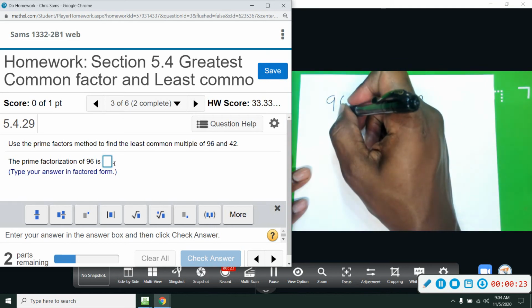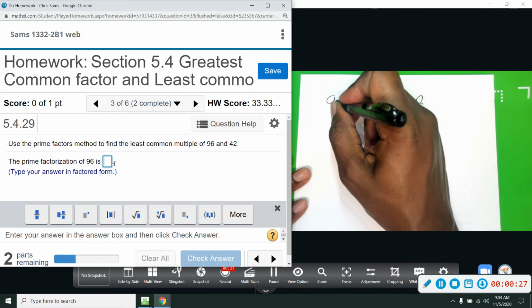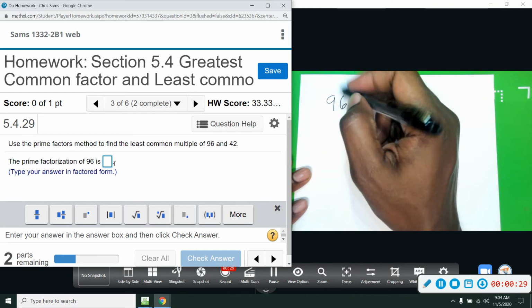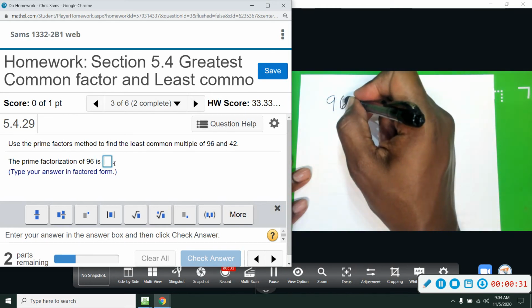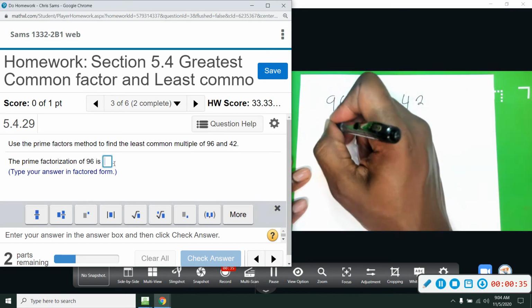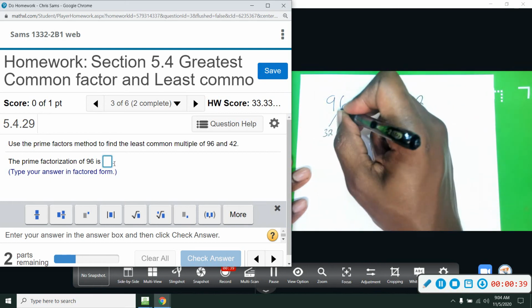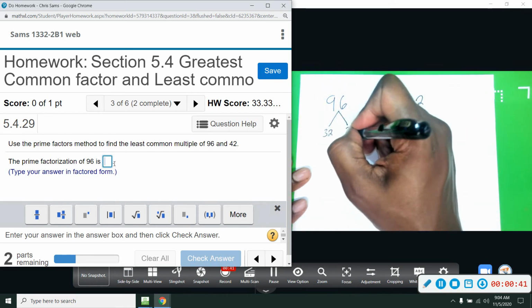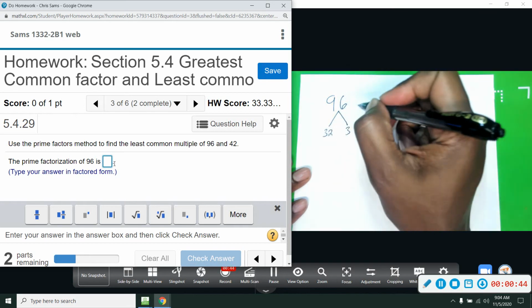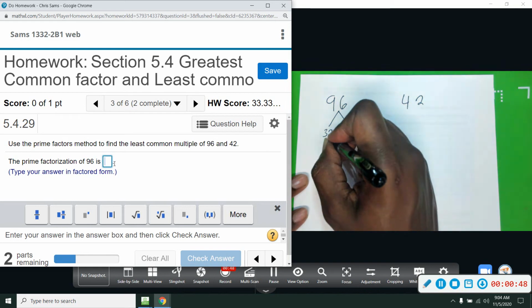All right, so this number, it's even, so we can divide by 2. We can also divide by 3, which is a bigger number, because 9 plus 6 is 15, and that's divisible by 3. So let's divide by 3. 3 goes into 9 3 times, and into 6 2 times. I should have written the 3 down. 3 times 32 will give us 96. All right. And then this number, that's prime.